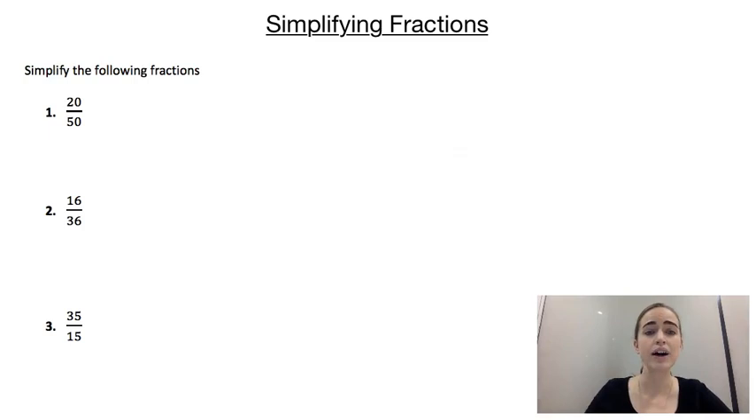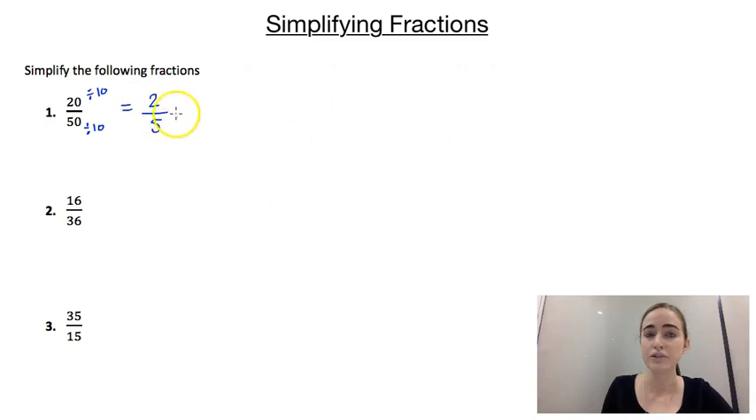Our first example asks us to simplify the fraction 20 over 50. The biggest number that you can divide both 20 and 50 by is going to be 10. So to simplify this, we're going to divide the top by 10 and we're going to divide the bottom by 10 as well. And that would give us 20 divided by 10 is 2 and 50 divided by 10 is 5. So simplified, our fraction is 2/5.